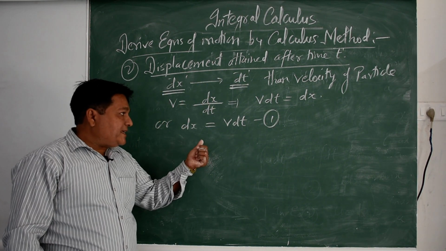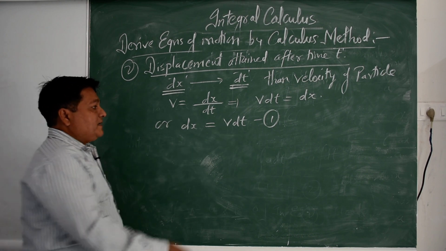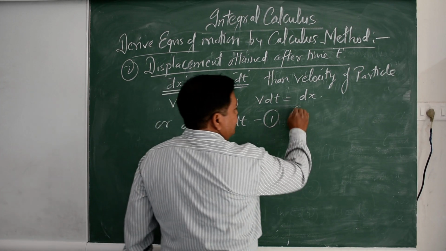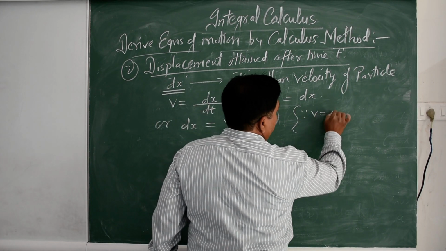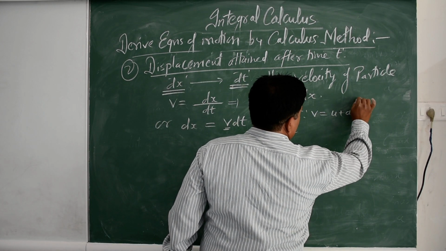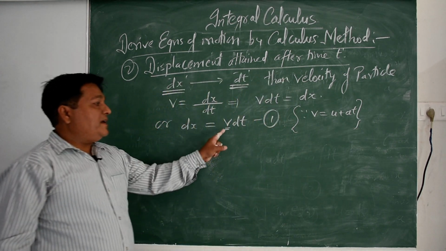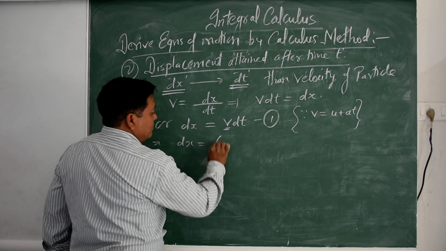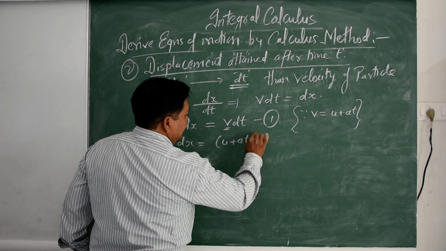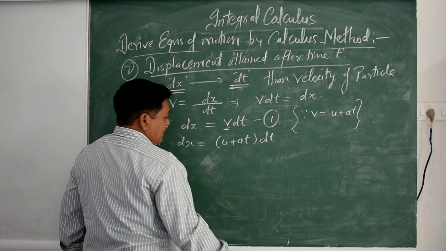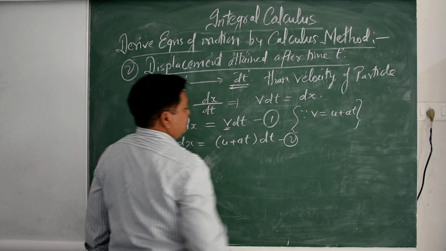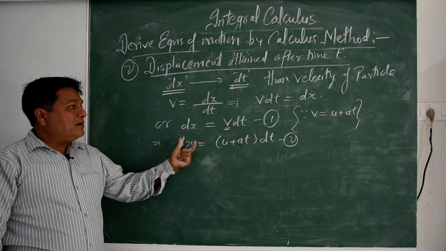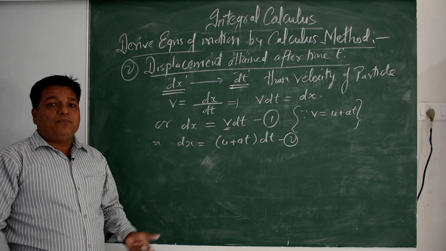The first equation of motion says that v is equal to u plus at. So here the final velocity v is there. Since we know that v is equal to u plus at, we can place the value of v in equation number 1. What do we get? dx is equal to u plus at into dt. Let us call this equation number 2. We are going to integrate this equation on both sides.